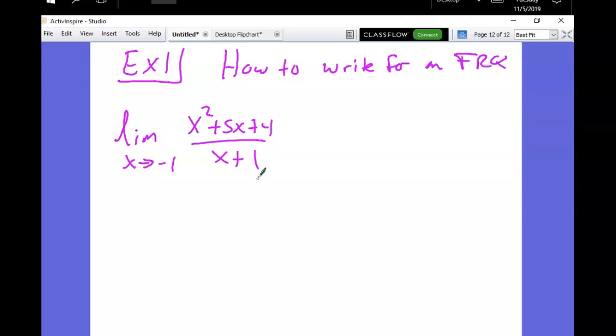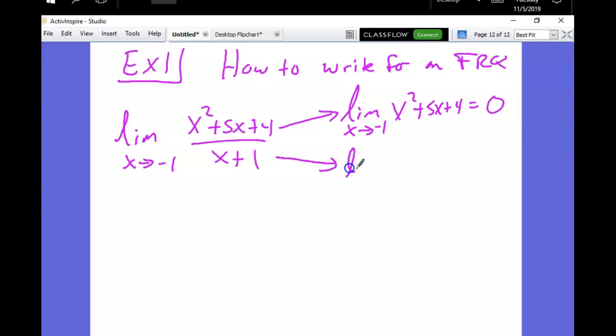So first of all, what they want to see you do is this. They want you to say, you can draw an arrow, they want you to know that the limit as x approaches -1 of the top, they want you to verify that that's 0. Then they want you to verify the same thing for the bottom.